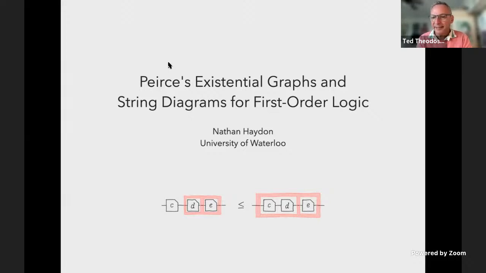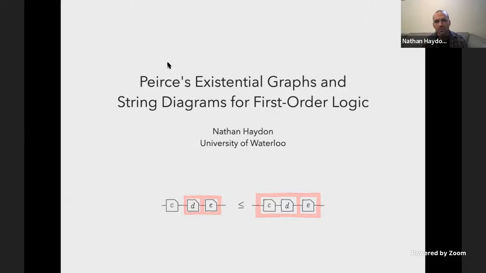In Tallinn. But I'll invite Nathan to tell us a little bit more about his story, how he came to this topic, and how he sees compassionate math reflected in it. Great, thanks, Ted. Because the whole talk is kind of an introduction to this topic, of Peirce's graphs and string diagrams.